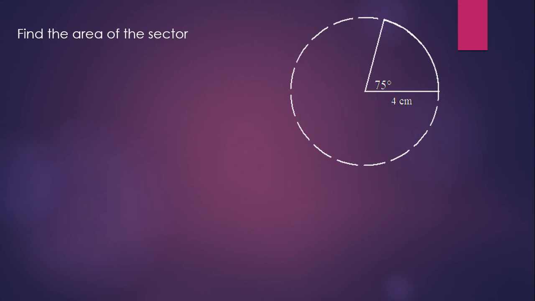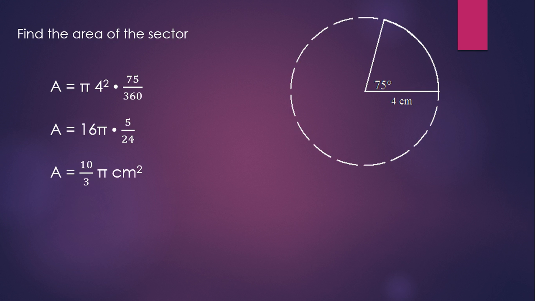Find the area of the sector. So the first thing we would need to do is find the area of the entire circle, which is pi times its radius squared, or pi times 4 squared. And then we need to multiply that entire area by a fraction which tells us what fractional part of the circle we have in the sector, which is 75 out of the 360 degrees in the entire circle. If we simplify, we'll have the area equals 10/3 pi square centimeters.